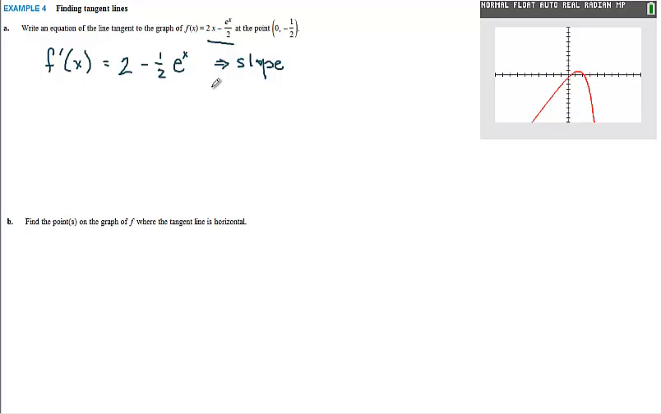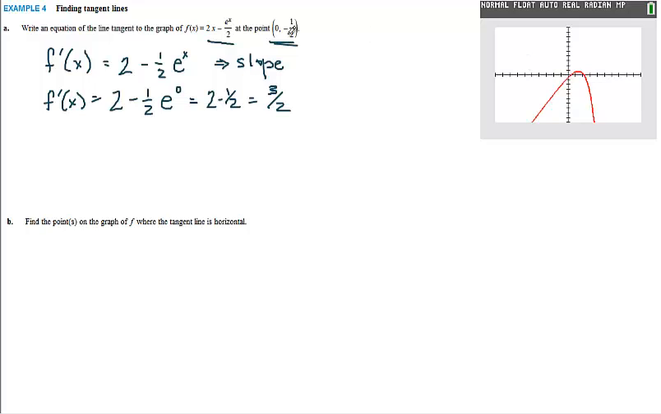So if I want the slope, I'll just plug into this formula. It appears to me that f prime, the slope, is dependent only on x, so that's the only thing I'll have to plug in. 2 minus 1/2 e to the 0. This would be 2 minus a half, which would be 3/2. So there's the slope at that point.